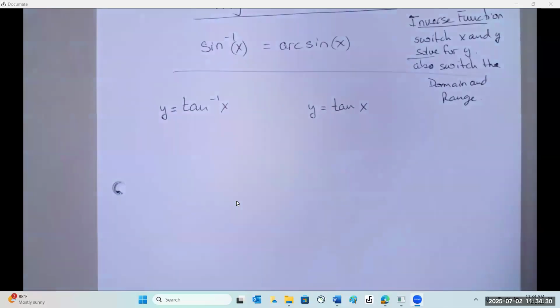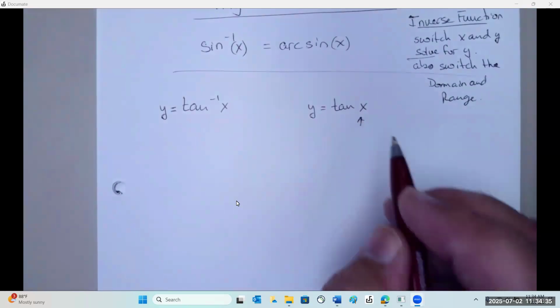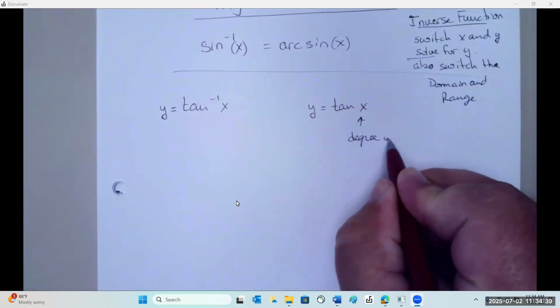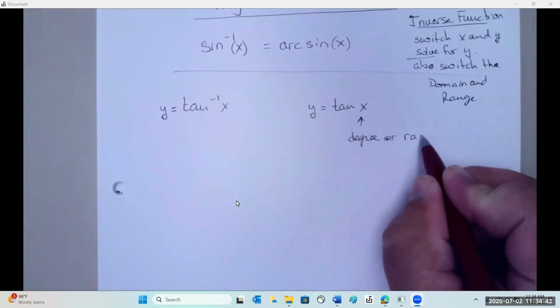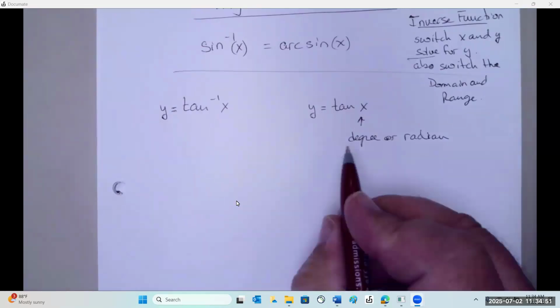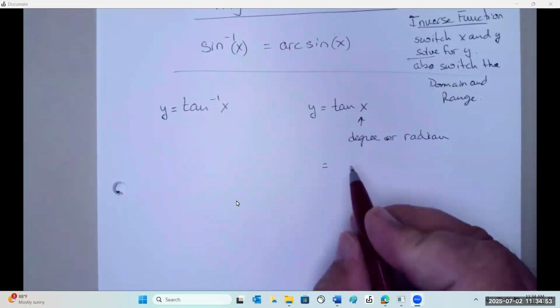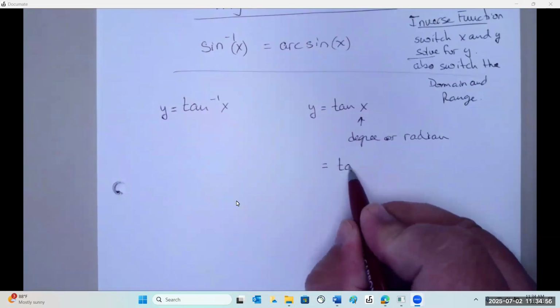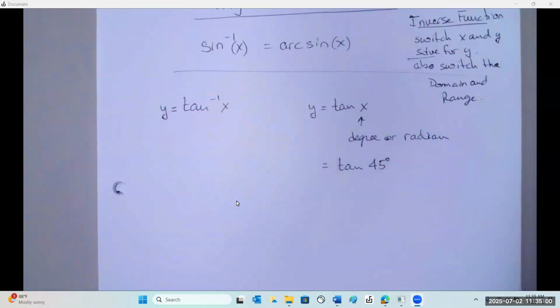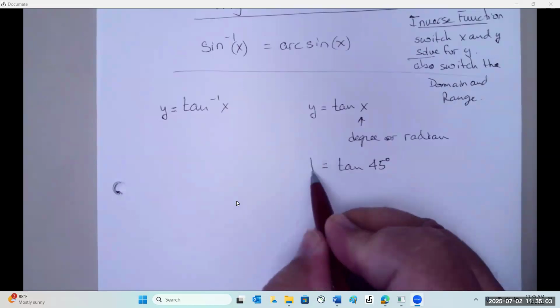As opposed to that one. And this one, we enter the radian or degree, whatever format you want to enter that in. For example, tangent of 45 degrees is equal to what? 1.